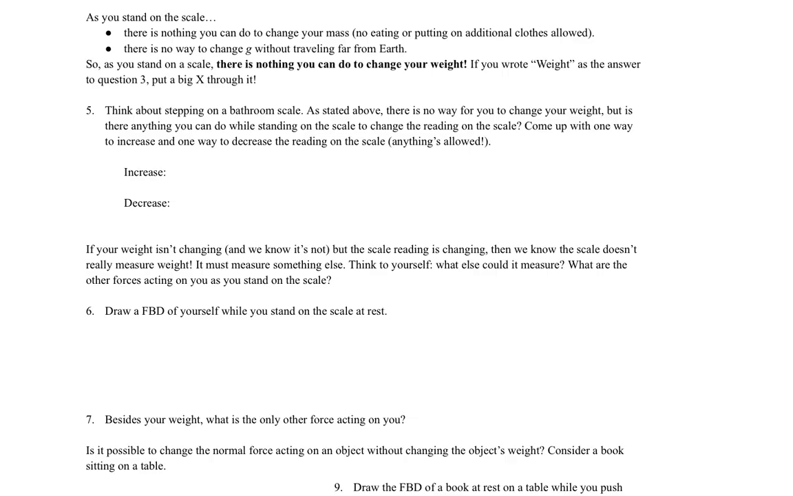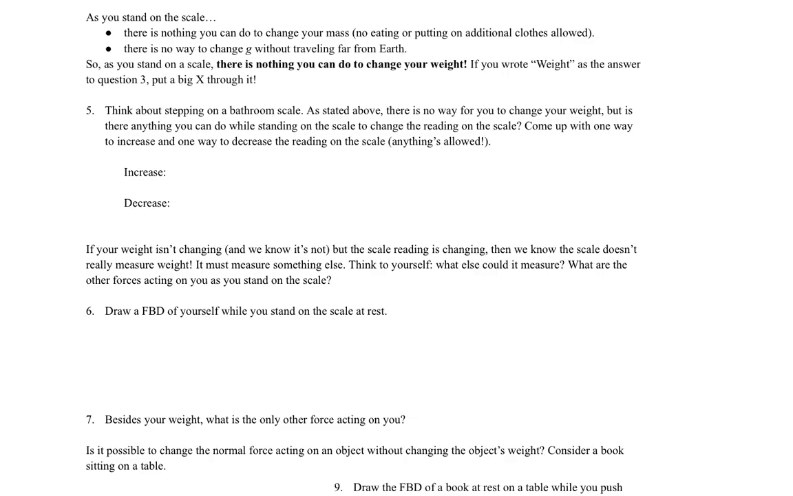But let's think about a couple things. I think that if you stand on the scale, you can think of some things you can do to increase what the reading is on the scale. So try and think of something you can do to increase and decrease your reading on the scale as you stand there. Go ahead and pause the video and put something in there.